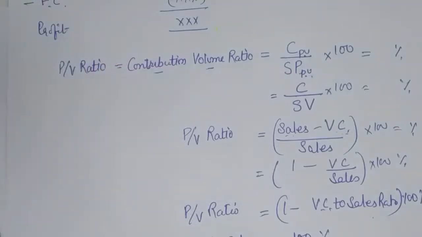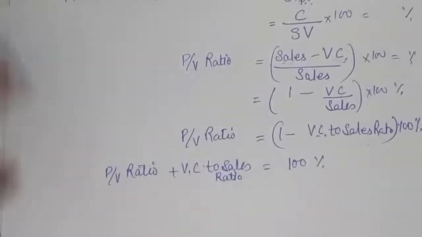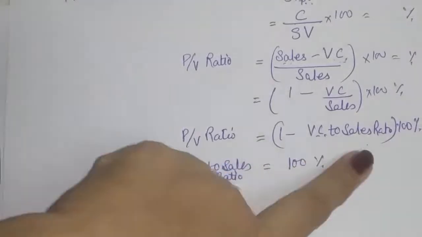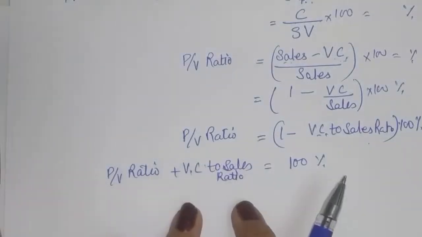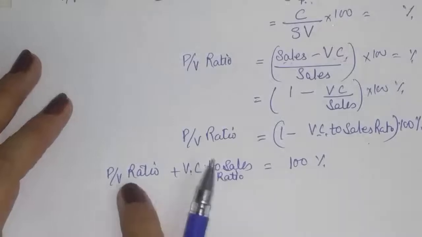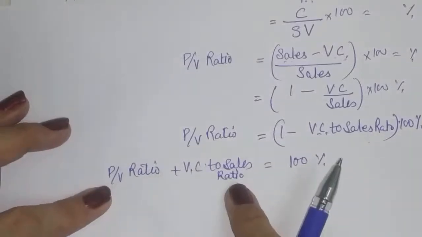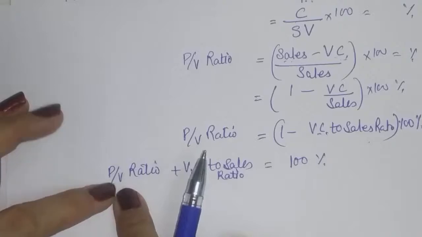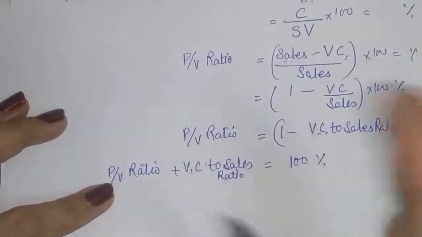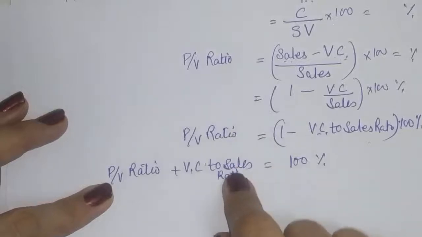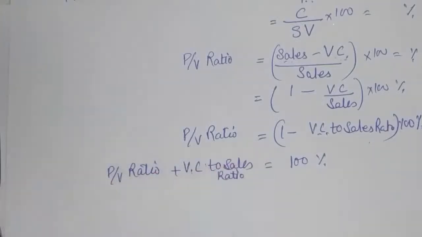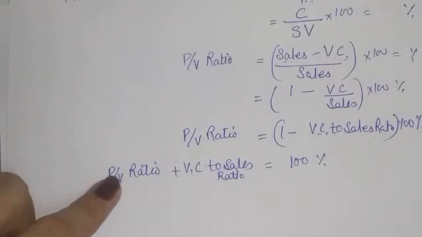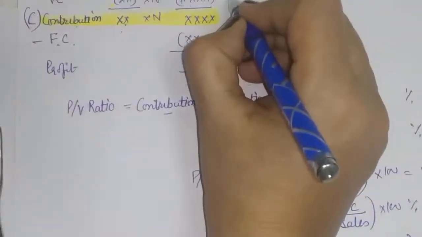So if you are given variable cost to sales ratio, you can determine PV ratio as 1 minus variable cost ratio. Or if we are given PV ratio, then we can determine variable cost as the complementary of that. So if PV ratio is 30%, variable cost is going to be 70%. If PV ratio is 20%, variable cost is 80%. In other words, if variable cost is 60%, then PV ratio is going to be 40%, because together they make 100%, right? So these are different ways to solve the ratio. This was when we moved from the top down.